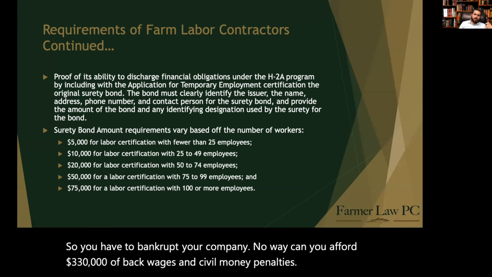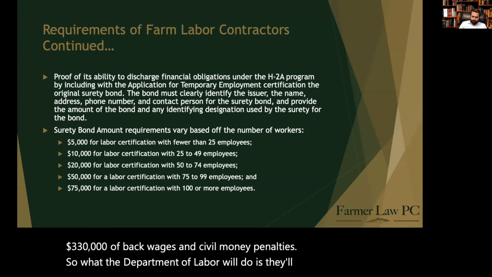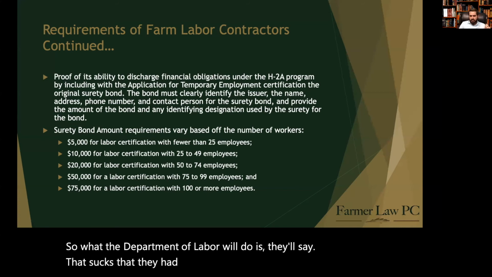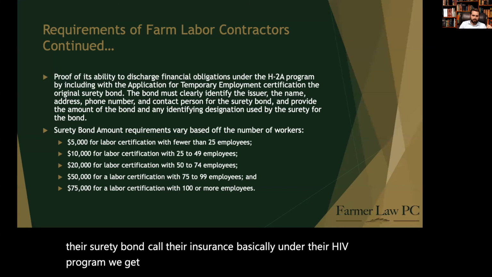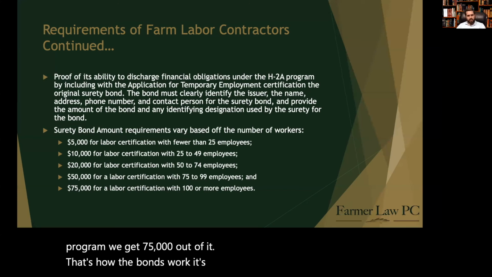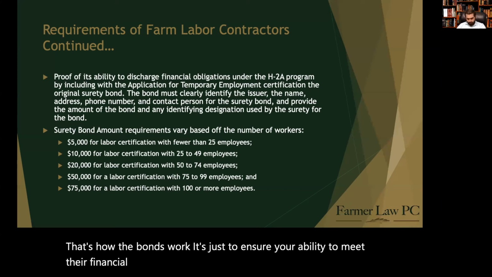So what the Department of Labor will do is they'll say, okay, well, that sucks that they had to file bankruptcy, but luckily we can call their surety bond, call their insurance, basically, under their H-2A program, and we get $75,000 out of it. That's how the bonds work. It's just to ensure your ability to meet the financial obligations of the H-2A program.